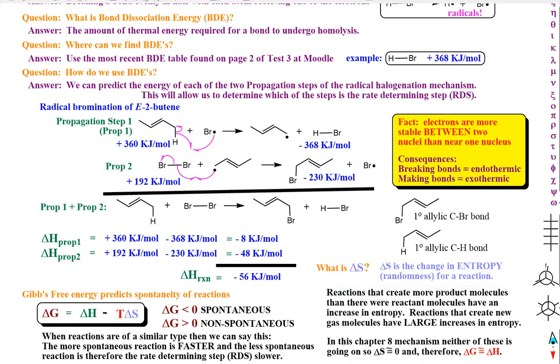In this chapter, this mechanism we just studied up here, neither of these is going on, so entropy change is negligible. And this equation here simplifies if delta S is 0 to delta G is equal to delta H. So our calculation here of -8 kilojoules per mole, combined with the fact that it's less exothermic than -48, says that our prop 1 is the rate determining step.